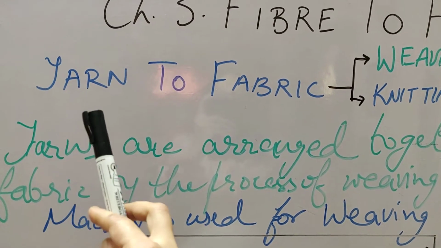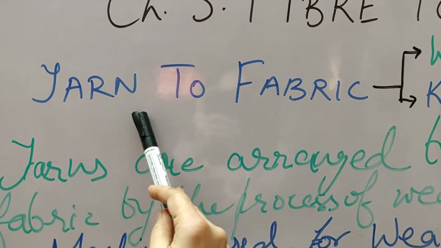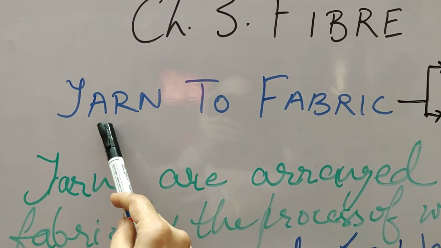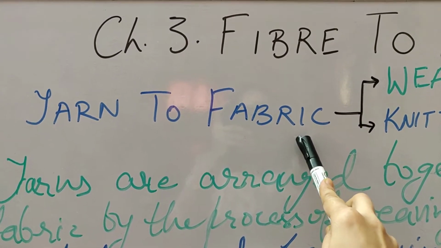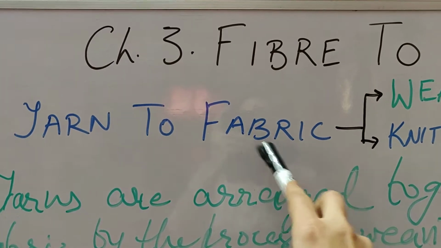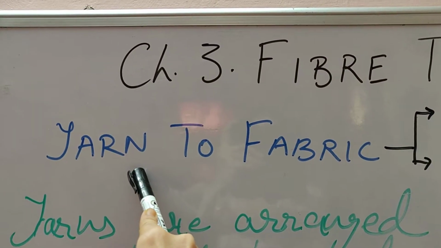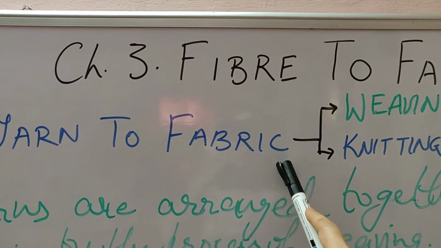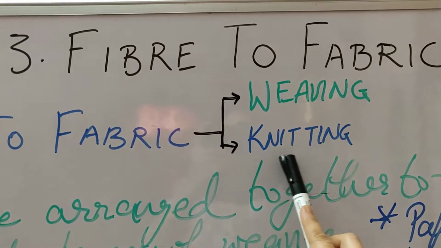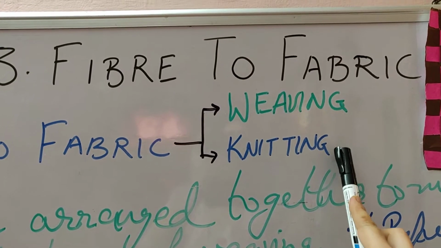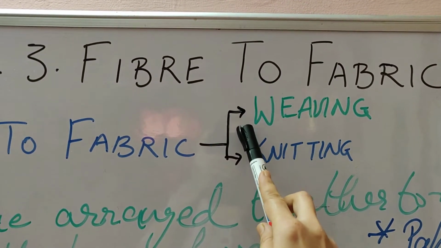So you have to understand now yarn to fabric. We have taken out the yarn from the fabric, and now we have to understand how yarn is converted to fabric. Yarn means the thin threads which you have taken out from the fabrics. Yarn is converted to fabric by two processes. One is weaving and another one is knitting. Today we will cover the weaving part.